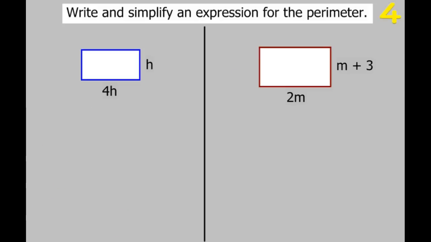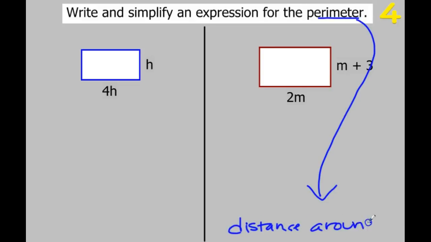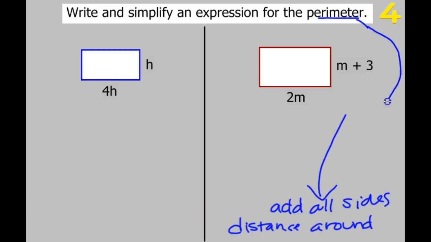All right, next we have a couple questions that said write and simplify an expression for the perimeter. Perimeter is really the distance around an object. So we're really going to add all sides. Just went right through my question there. Really going to add them all up. There we go.